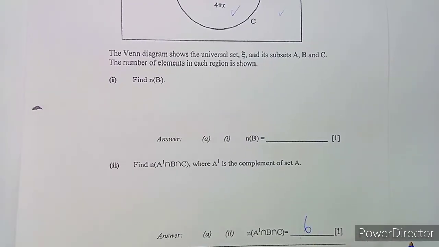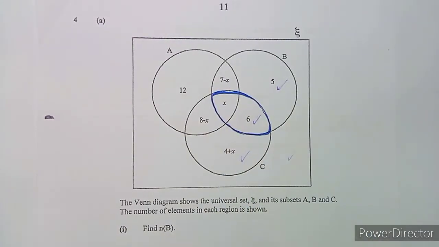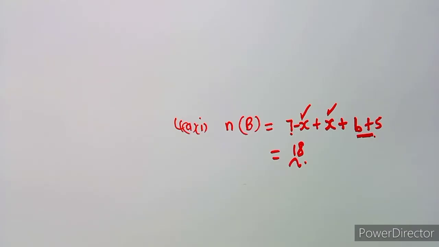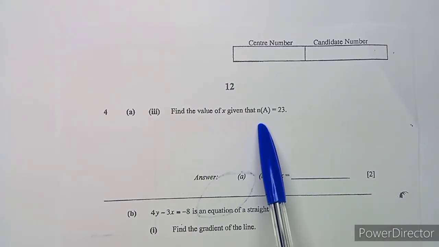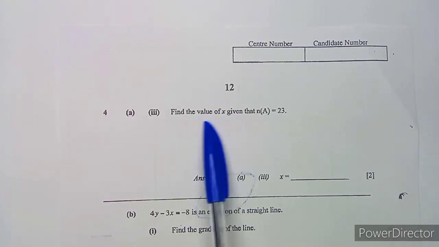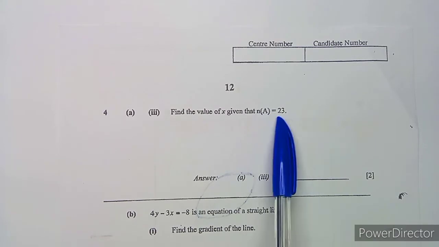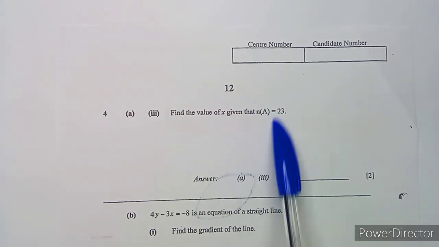Actually, what you need is to understand how the information is presented from a diagram like that. Anyways, on the other item, we are now given to find the number of elements that we are going to have in a set. Define the value of x given that the number of elements in A is 23.